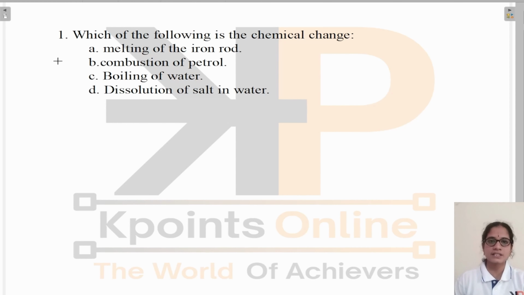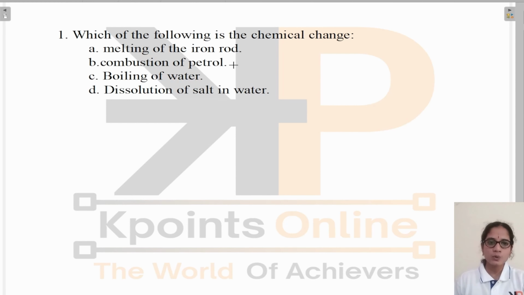Let us start with the first question, that is: which of the following is the chemical change? Melting of iron rod, combustion of petrol, boiling of water, dissolution of salt in water. Melting of iron rod is a physical change as there is no change in the identity of a substance. Boiling of water is also a physical change where there is no change in the identity again. Dissolution of salt in water is also a physical change.